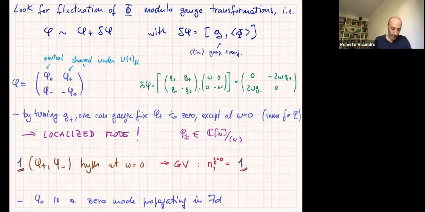And these actually are the degrees of freedom that sit in one hypermultiplet that is localized at W equals 0, and then it's a 5-dimensional mode. What about this phi 0? This phi 0 cannot be gauge fixed. No part of phi 0 can be gauge fixed. So this is a 7D mode that propagates in 7D. It's a background field for our 5D theory.